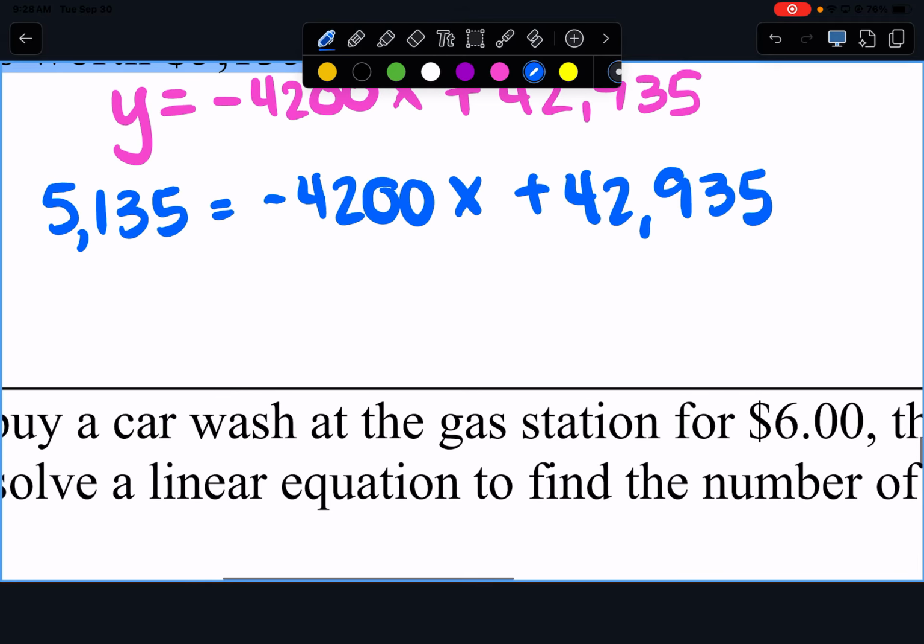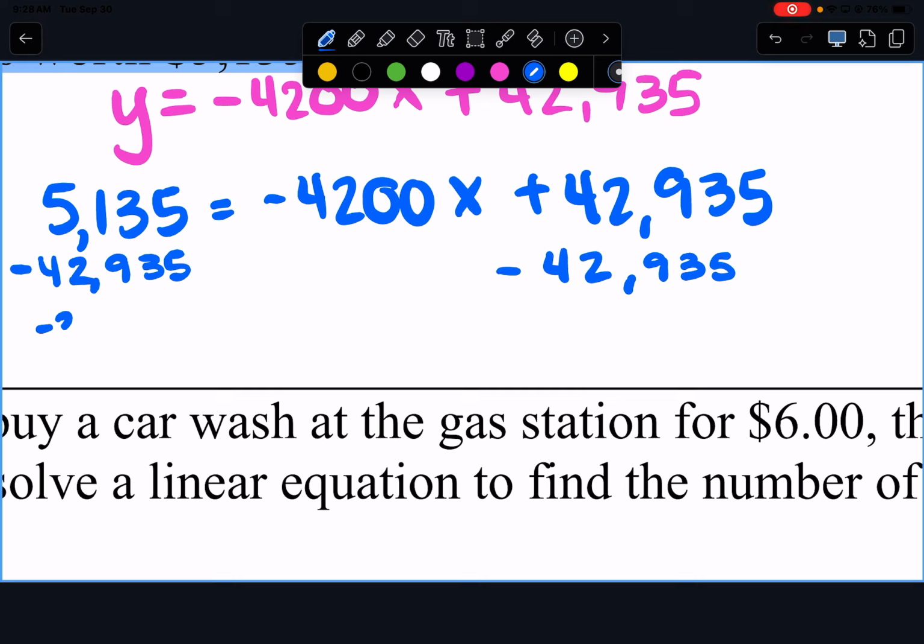So what did y'all say I need to do first? Subtract. What is 5,135 minus 42,935? What was that? Negative $37,800 is equal to negative 4,200 X. How do I solve it from there? Divide.